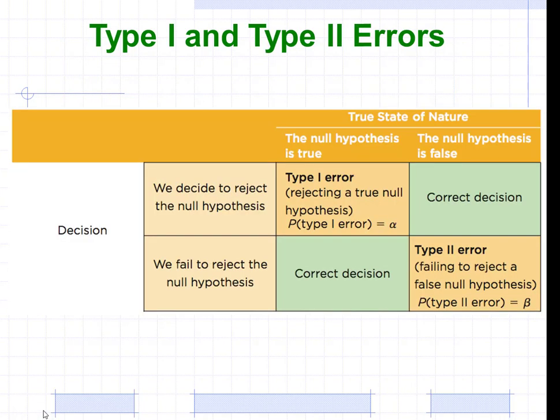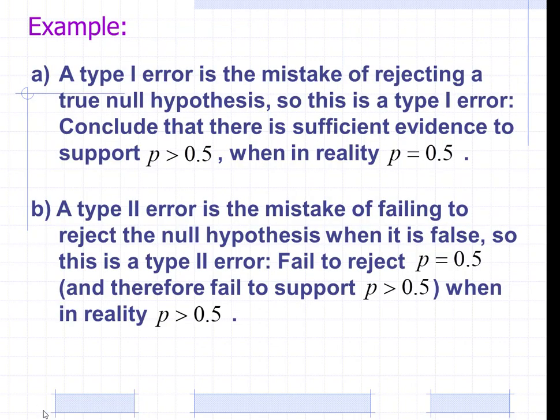And here is another table that talks about type 1 and type 2 errors, and that is in your book on page 368. And so again, when we talk about type 1 error, that is our alpha.